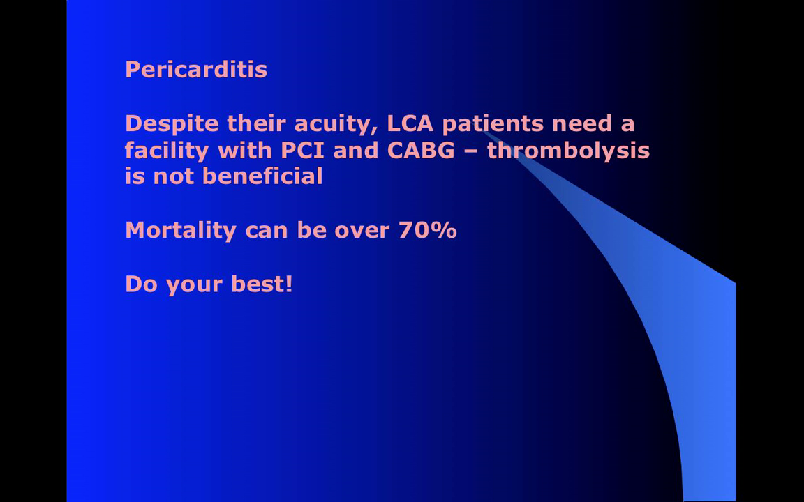Now, mortality for these people may be over 70%. These are tough patients. They may not do well no matter what. But try to recognize it early and get them to a facility with PCI. That's going to be their best chance. Certainly don't just say, well, it's pericarditis, they're okay.